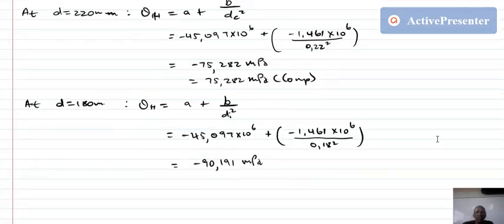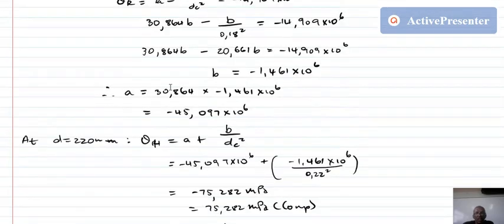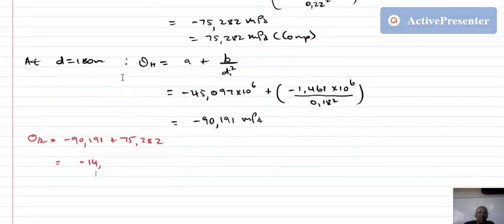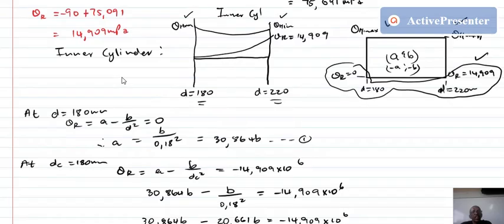Let's look at the difference between those two to see whether it gives us the resultant. We can see that minus 90.191 plus 75.282, and then the total there will also give us minus 14.909 megapascal. Right.